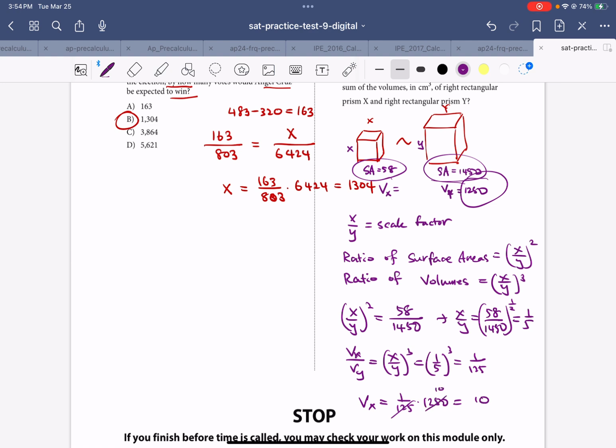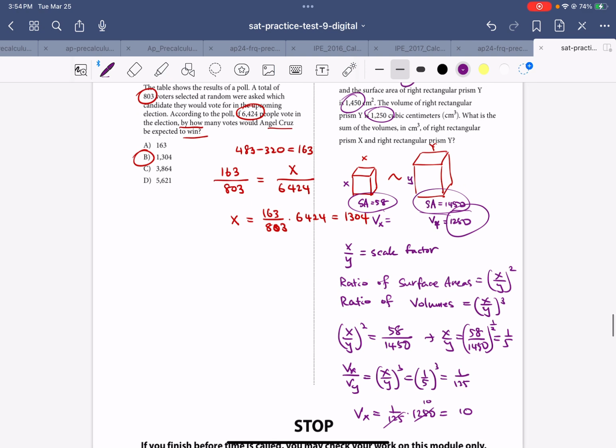Okay, what is the final answer? They ask you for the sum of the two volumes. So Vx plus Vy. Vx I found is 10, and Vy they gave you, which is 1,250. So your final answer is 1,260. Okay, I'm going to do the next module in the next video.